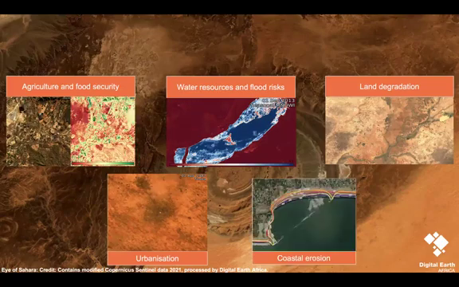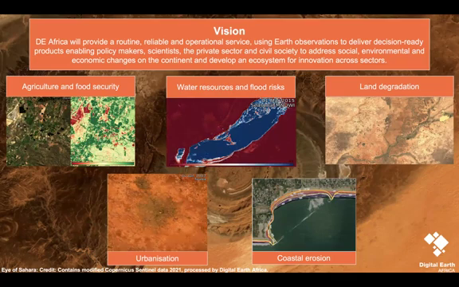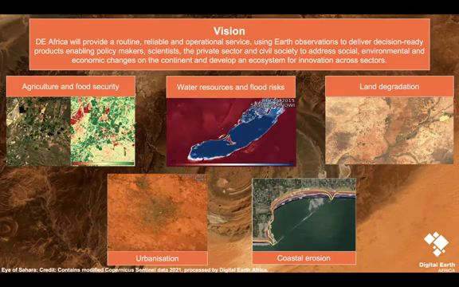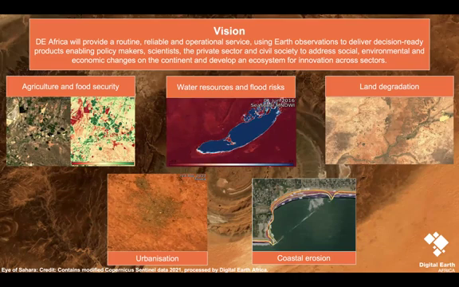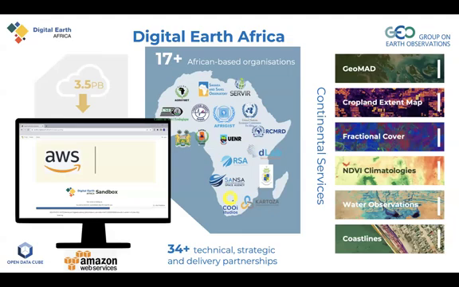Digital Earth Africa was set up 4 years ago with the objective of empowering different sectors, from government, academia, and civil society, and working across thematic areas from agriculture, water, land degradation, urbanization, and coastal erosion. Digital Earth Africa is working with a team of partners across the continent to empower the use of Earth observation for supporting their various development agendas.